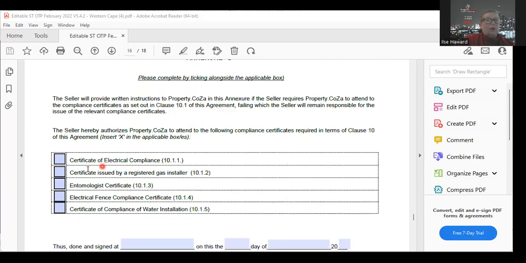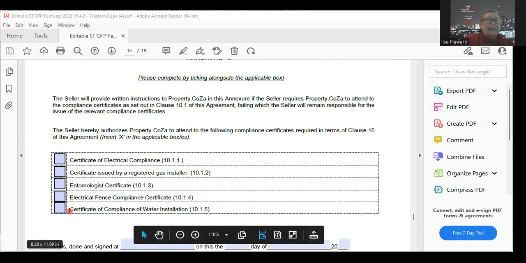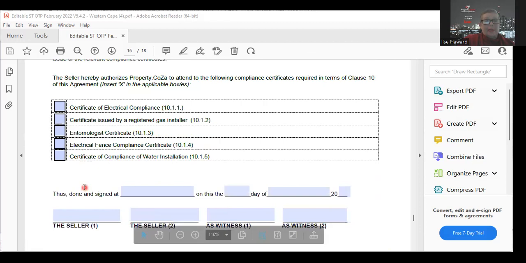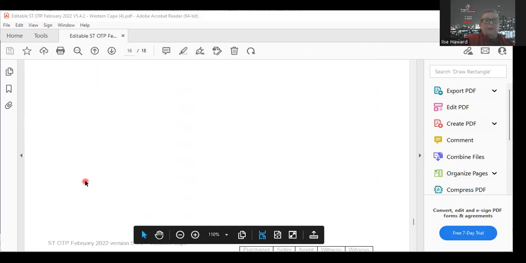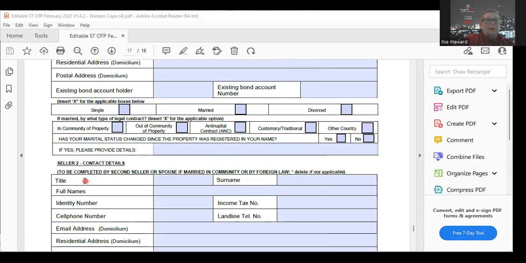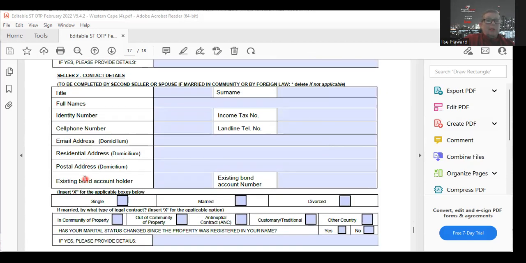Annexure D is just your tick list for your certificates. As I said, in the Cape you have an entomologist certificate as well as a water plumbing certificate that has to be done. And Annexure E is your seller's information. Important here, very important, is that you put the existing bond number.